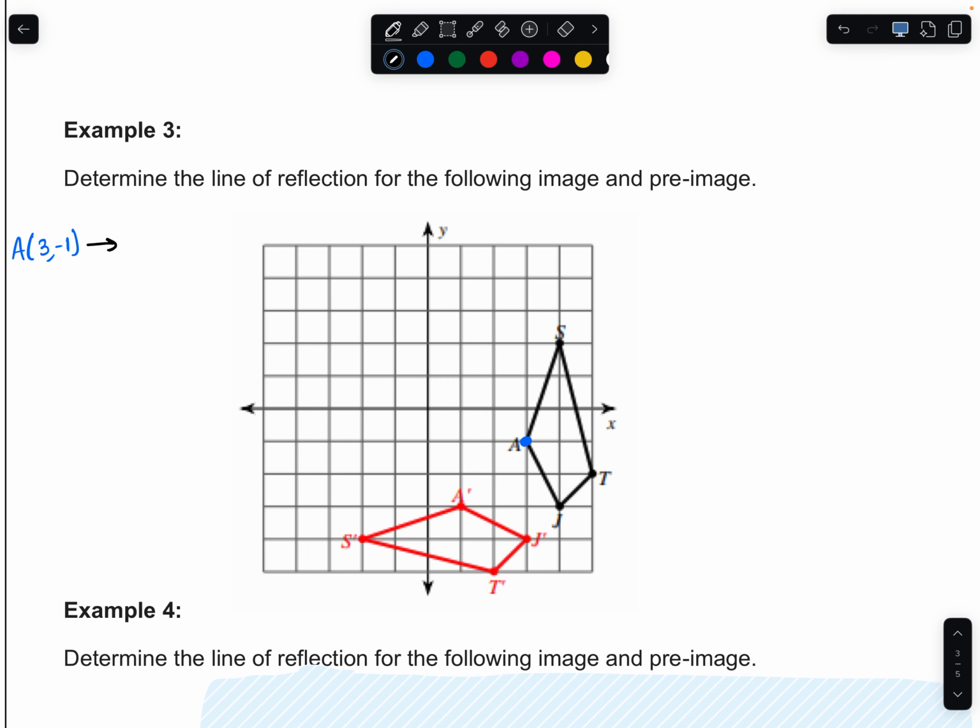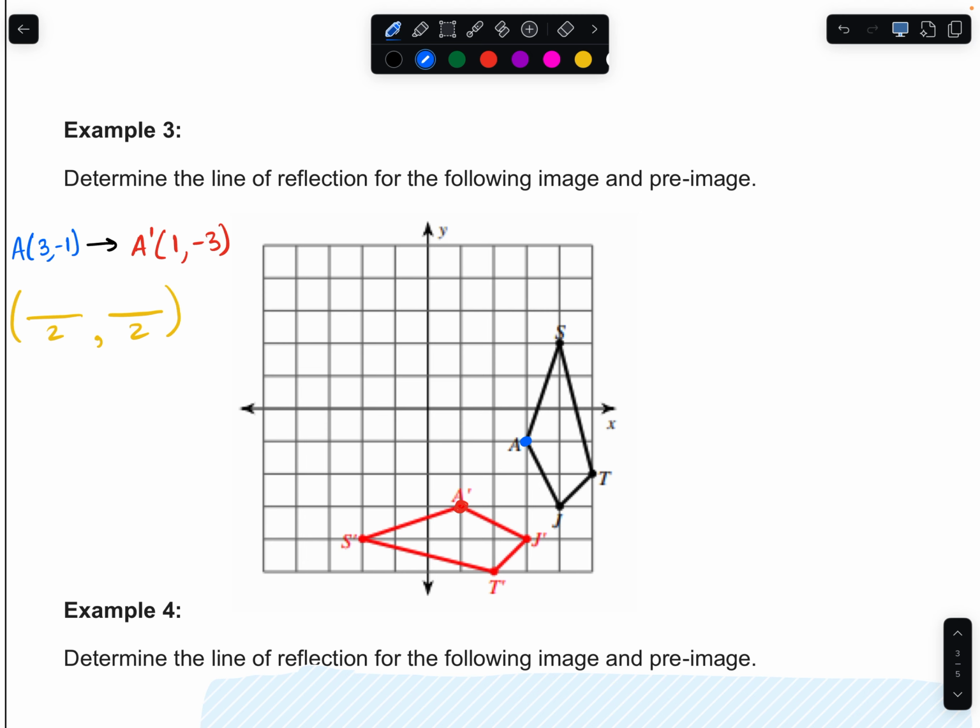And after this transformation, specifically this is a reflection, it gets sent to A prime, which is right over here at 1, -3. Right? Yep, that's right. So if I use my midpoint formula, then I can say that this point is going to be a point on the line of reflection.